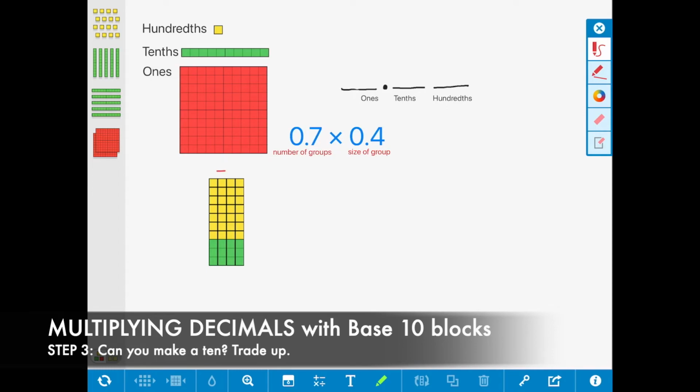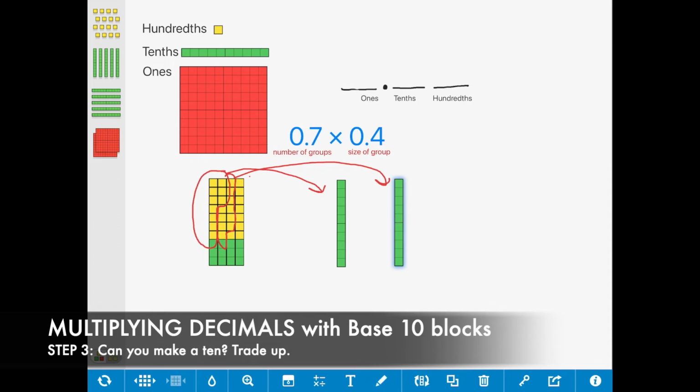I'm going to go ahead and count 10 yellow squares. I'm going to circle them and trade them up for 1 rod. I'm going to go ahead and look and see, can I make another group of 10? I'm going to circle my second group of 10 and trade those up for another rod. And now I have less than 10 squares, so I'm just going to slide those leftover yellow squares. And now I will be ready to write my decimal.